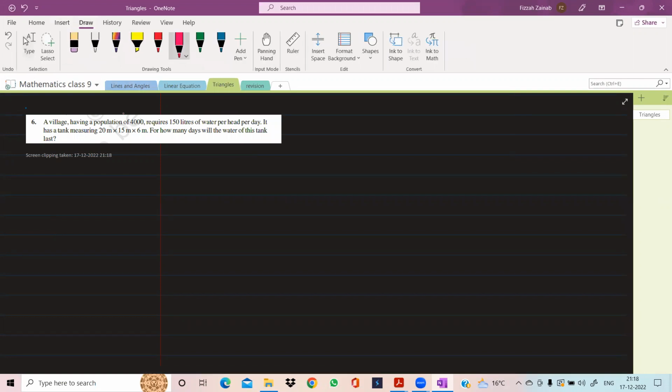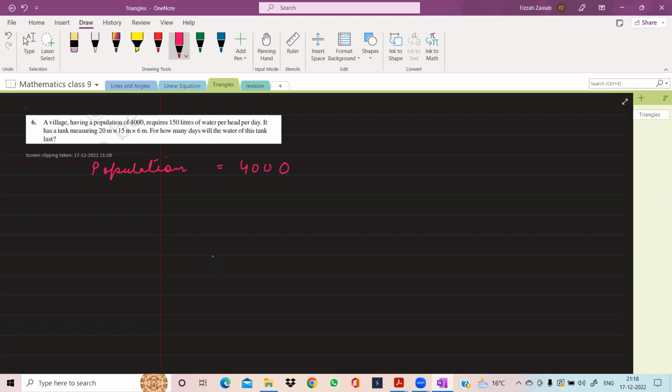Okay, so this type of question also comes in exam sometimes. A village, right, having a population of 4,000. So you just start writing whatever is given. 4,000, right, requires 150 liter of water per head per day. Understand? So that means one person requires 150 liters of water every day. It has a tank measuring this. For how many days will the water of this tank last?